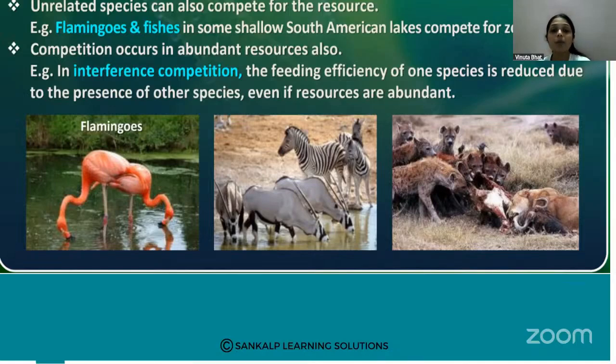Competition occurs even when resources are abundant. For example, in interference competition, the feeding efficiency of one species is reduced due to the presence of the other species, even if resources are abundant. So there is competition even in the presence of abundant resources.